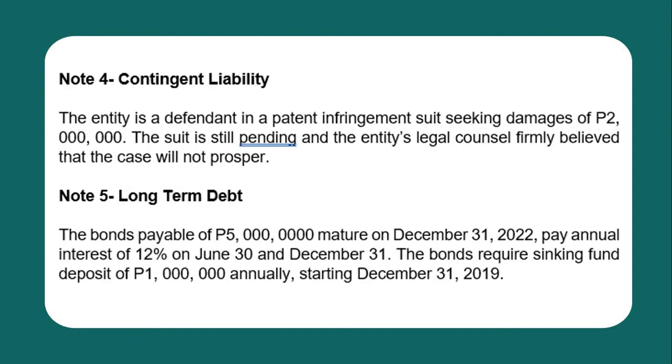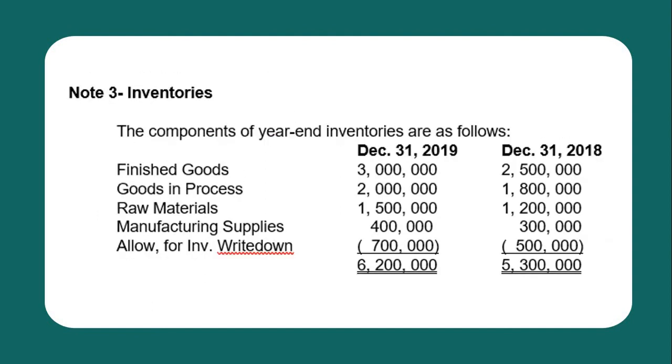For contingent liability, what is disclosed is the contingency. The entity is a defendant in a patent infringement suit seeking damages of 2 million. The suit is still pending and the entity's legal counsel firmly believes that the case will not prosper. Okay, so that is one of the things that need to be disclosed. In such case, the same with the inventories, if there are items in the financial statements where only an aggregated amount is shown on the face, then the disaggregation of those line items will be disclosed in the notes to financial statements.